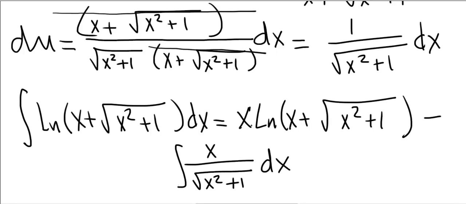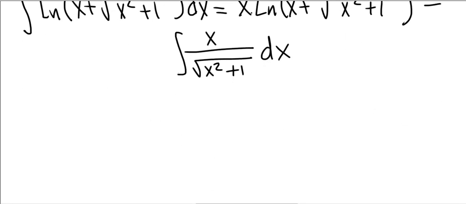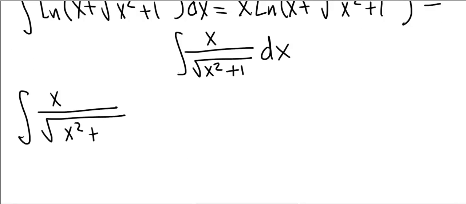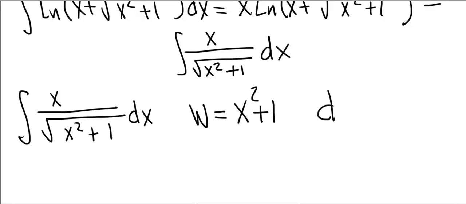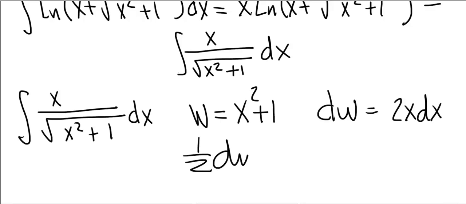To finish the problem, all we have to do is integrate x divided by square root of x squared plus 1. So let's do that. The integral of x over square root of x squared plus 1. You can see that it's clearly done by substitution. We'll let w equal to x squared plus 1. dw is equal to 2x dx. So 1/2 dw equals x dx.